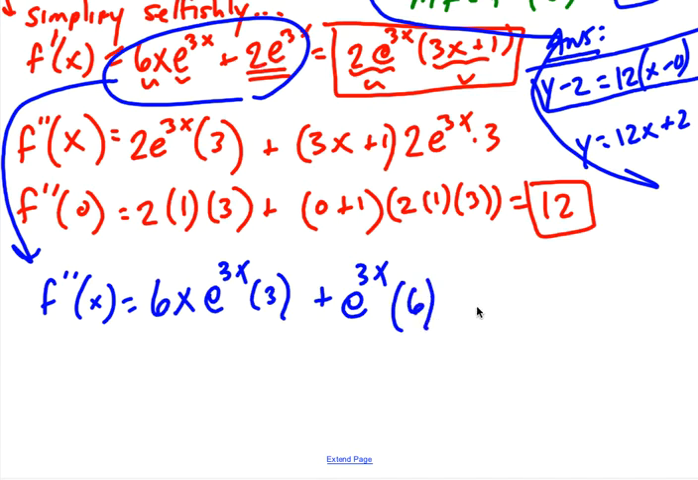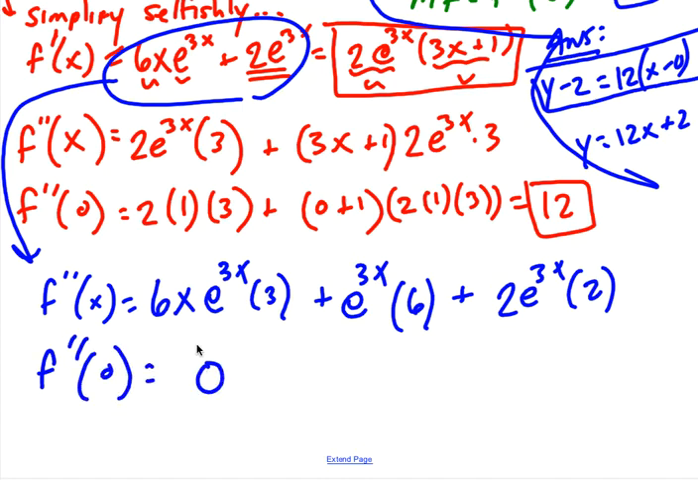And then when I differentiate the back piece, it doesn't need a product rule. 2 e to the 3x will just be 2 e to the 3x times 3. So if I wanted f double prime of 0, I'm going to get a bunch of 0 here because of this x, plus a 1 times 6. Sorry, that was a 3, and I wrote it as a 2.